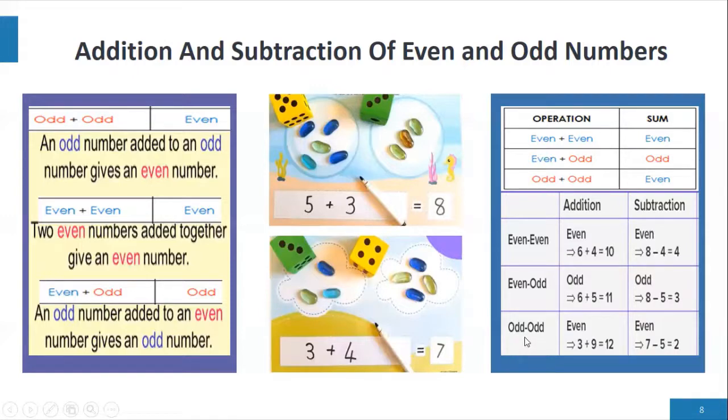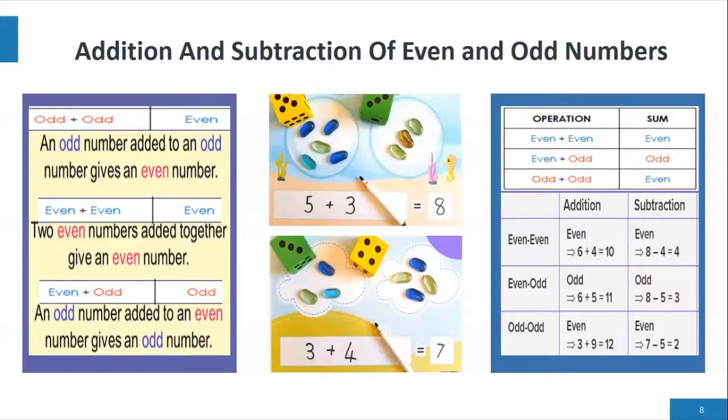If we take two odd numbers and we add them, then the answer would be an even number. 3 plus 9. 3 is an odd number. 9 is also an odd number. When we add both, we get the result 12, and 12 is an even number. Similarly, if we subtract both odd numbers, then the result would also be an even number. For example, here 7 is an odd number, 5 is also an odd number. When we subtract these two odd numbers, the answer would be 2, which is an even number.